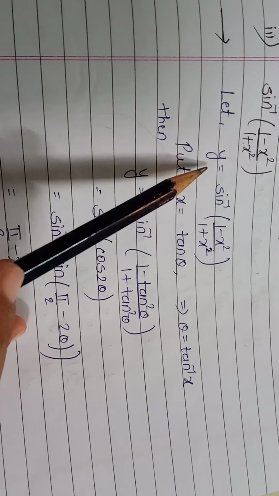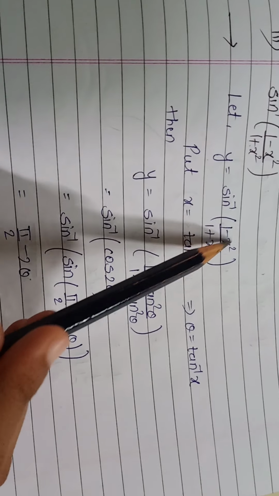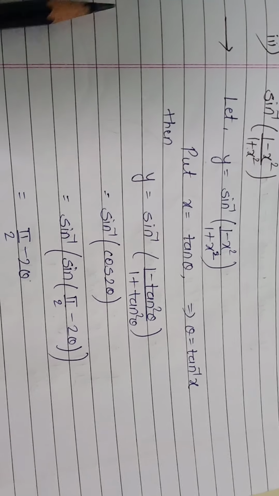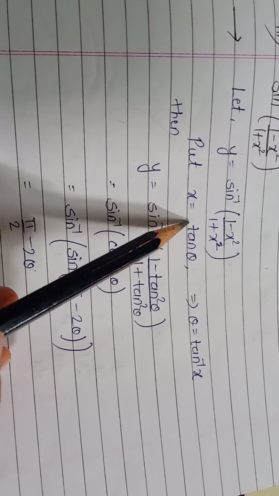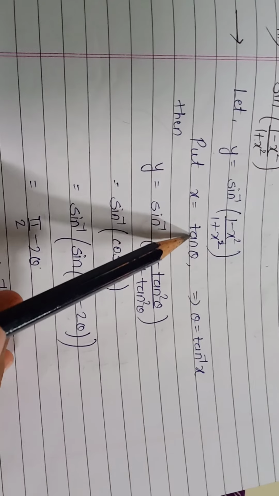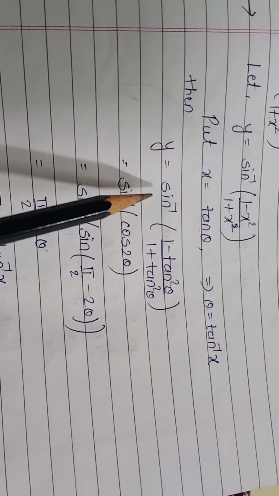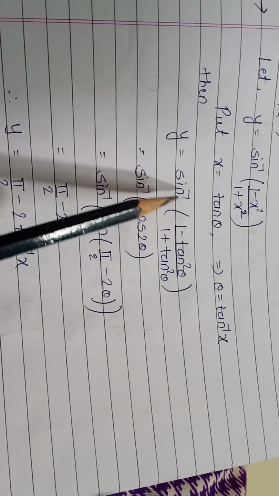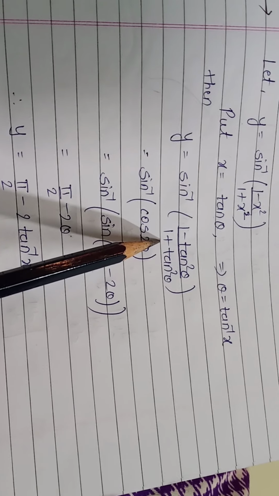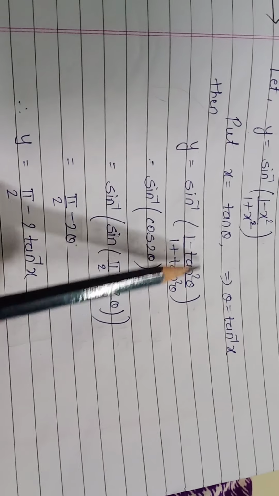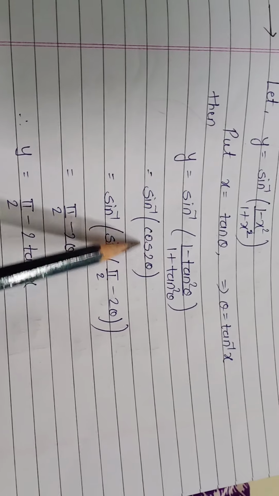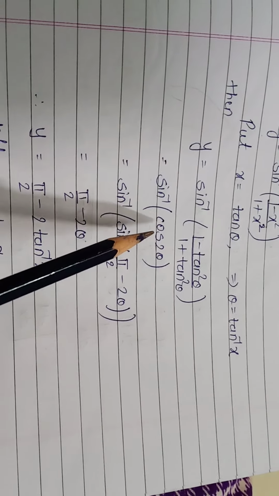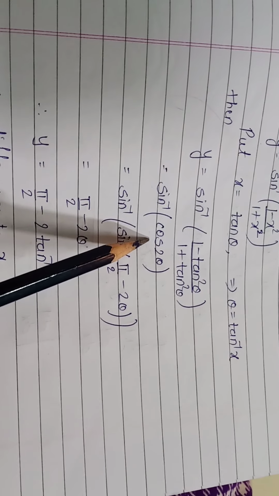So first consider it as y. Now to make this format as cos 2 theta, we have to put tan theta instead of x, right? So put x equals tan theta, and from that theta equals tan inverse of x, right? So after substituting that into y, it will come as sine inverse of (1 minus tan square theta) upon (1 plus tan square theta). Now this is nothing but cos 2 theta. So we'll write that. But outside it is sine inverse. So of course we have to convert this into sine. Then only we can cancel them.